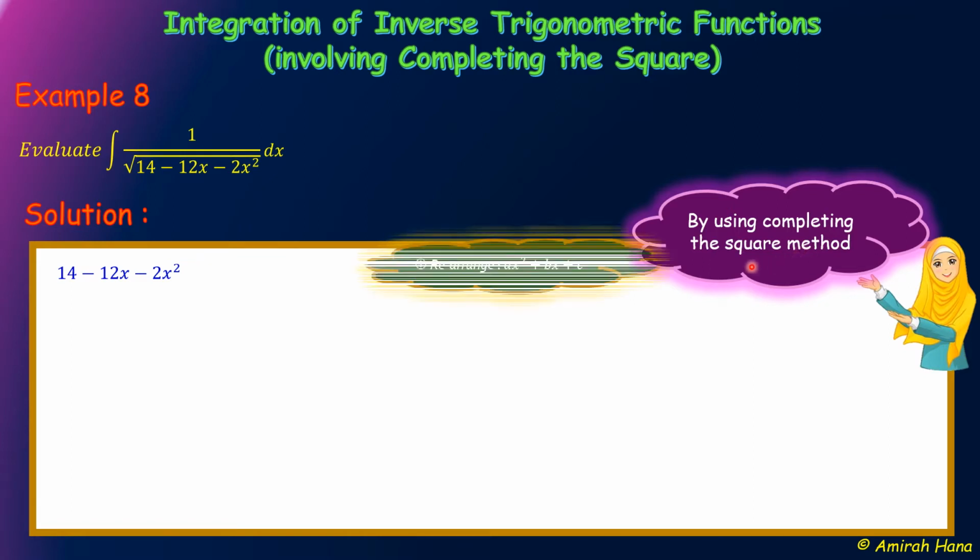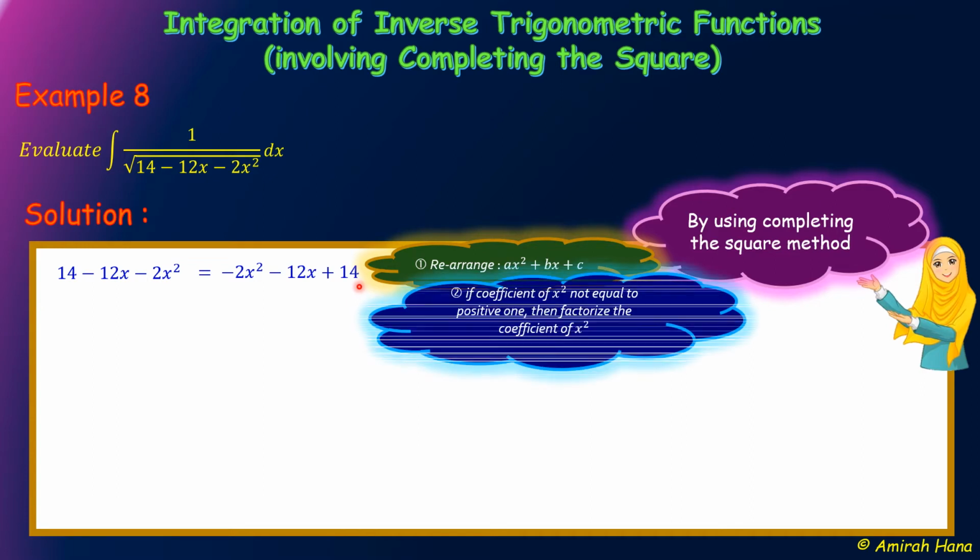Alright, from the quadratic expression inside the square root symbol in the denominator, 14 minus 12x minus 2x squared, using the completing the square method, first, we need to rearrange it as ax squared plus bx plus c. The first term should be the term containing x squared, the second term should be the term containing x, and the third term should be the constant. So after we rearrange, we have negative 2x squared minus 12x plus 14, right?